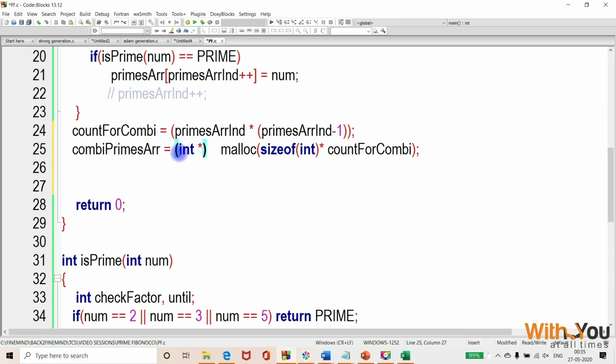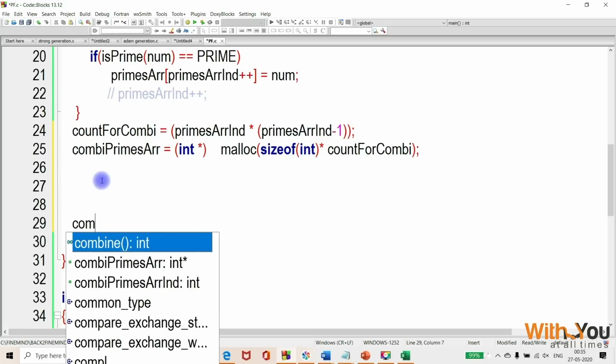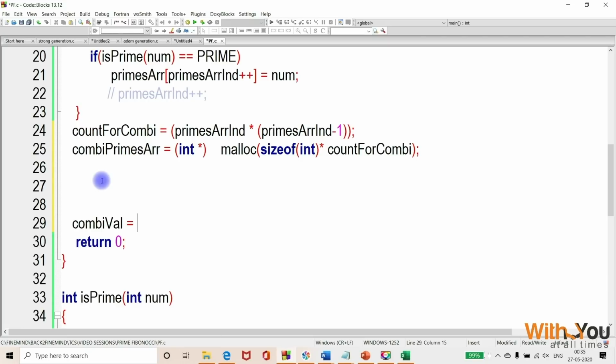Now before I put him inside, I need to check whether somebody is there with the same value. Remember that. And I have to check whether he is a prime. So, okay, you got it. I'm going to make and call combi val. What would he be? Stay tight. From the primes ARR, take the first element combined with everybody. Second element combined with everybody.